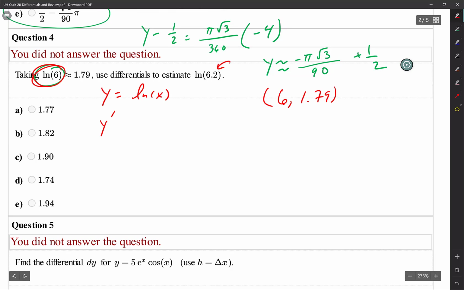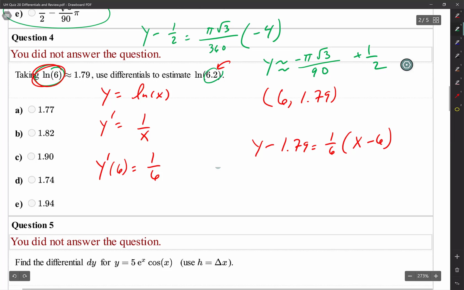So here we go. Y prime equals 1 over x. And so we're going to find that. So y minus, well, I guess first we got to find our slope, right? Y prime of 6 equals 1/6. So there's my slope. So now I'm going to write y minus 1.79 equals 1/6 parenthesis x minus 6. And now what am I going to put? I'm going to put 6.2 right there.